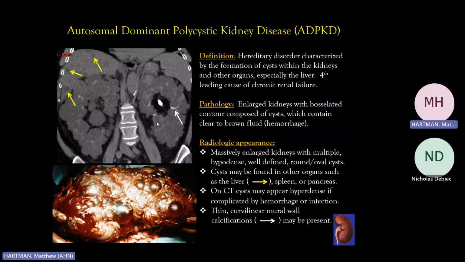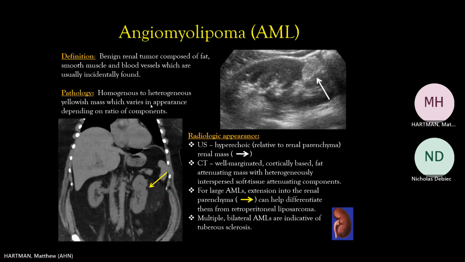We've seen this already, autosomal dominant polycystic kidney disease: cysts in the bilaterally enlarged kidneys, cysts in the liver, can be also seen in the spleen or pancreas. Common cause of chronic renal failure, often requiring transplant.